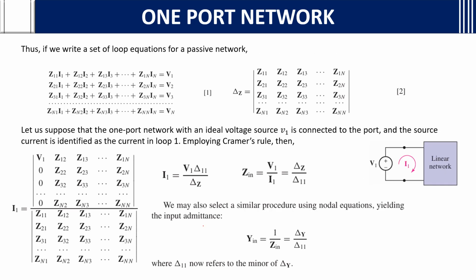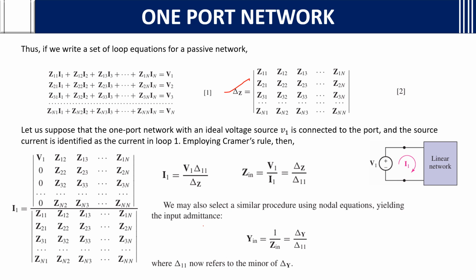Here, if we write a set of loop equations for a passive network, it will be in the form V1 equals Z11 I1 plus Z12 I2 plus Z13 I3, and so on, so many equations. How many meshes are there? That many equations we will write. So what we can write from this is the delta Z, that is the matrix Z11, Z12, Z13, which can be seen here. Delta Z can be written.